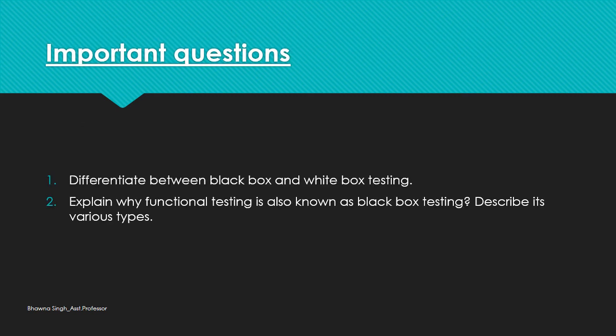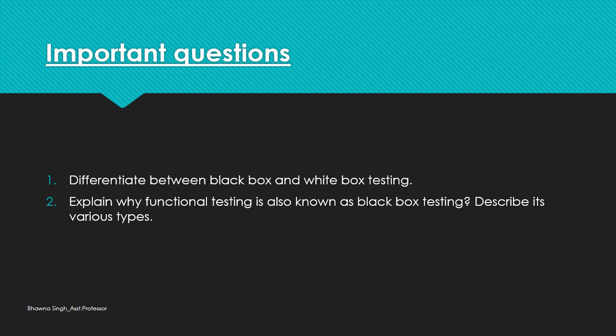Now, after discussing all these concepts about functional and structural testing and their various types, you should be able to answer these questions that are frequently asked in university exams also. The first one is: differentiate between black box and white box testing. In this you have to describe how functional testing and structural testing are different from each other and what their various features are.